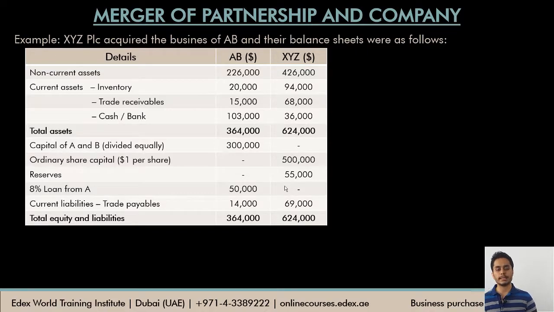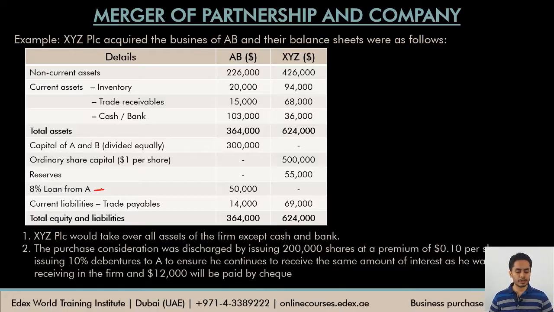So XYZ PLC acquired the business of AB and the balance sheets are given. The only difference between the previous question and this question is that I have added the 8% loan from a partner in the balance sheet of the firm. Otherwise, the way we've prepared our balance sheet in the previous question, the format and the sequence would remain the same. Information is given, XYZ PLC would take over all assets of the firm except cash and bank balances. Total purchase consideration is not given in this question.